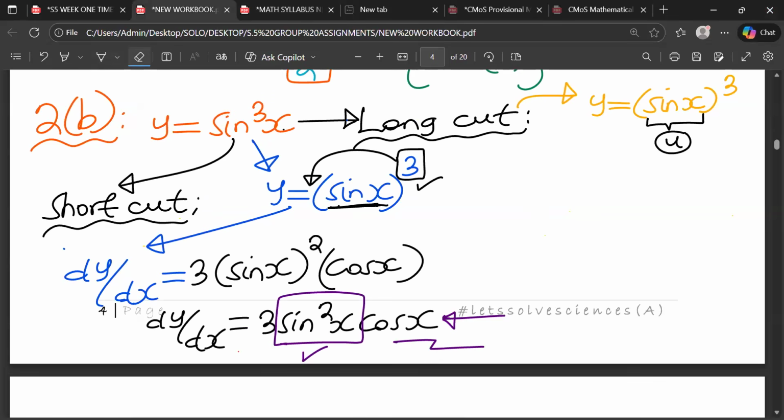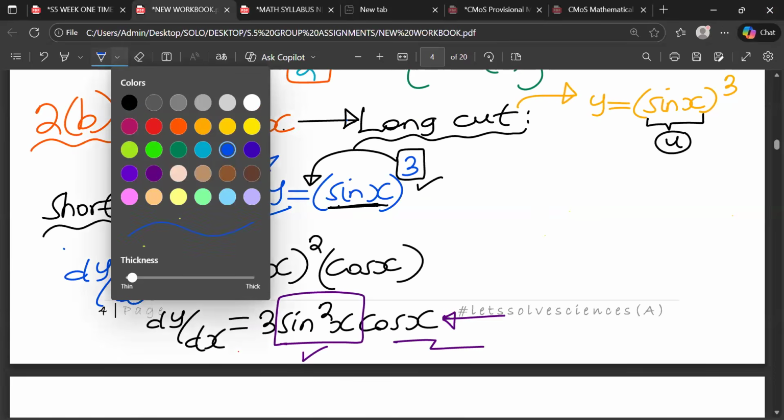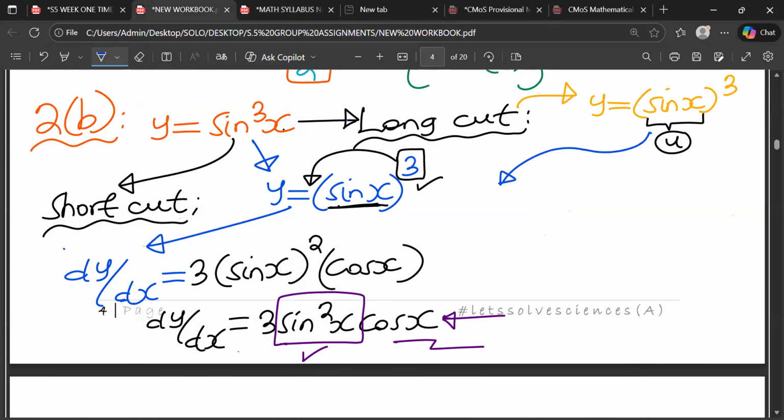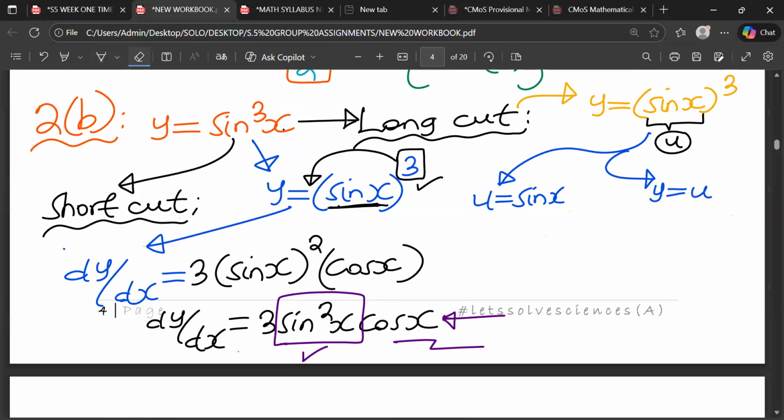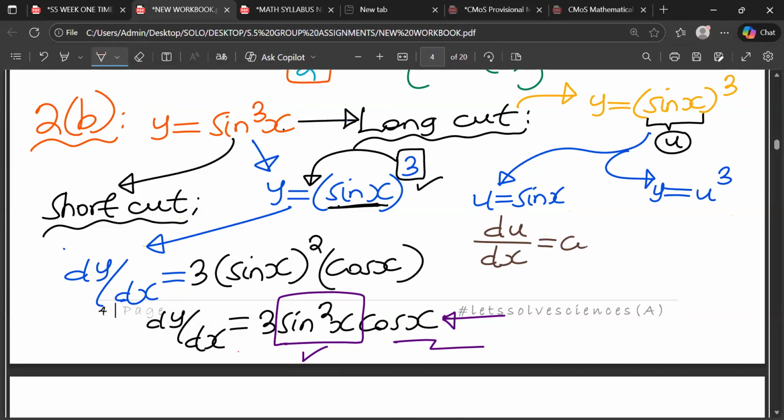So I've stopped there. After bringing our u, we have split that into two. That our u is now sine what? Then our y is now u power 3. People can see that. We are having u in terms of x, so what we can obtain is what they call du dx. The derivative of sine, you all know it is what? Cos.